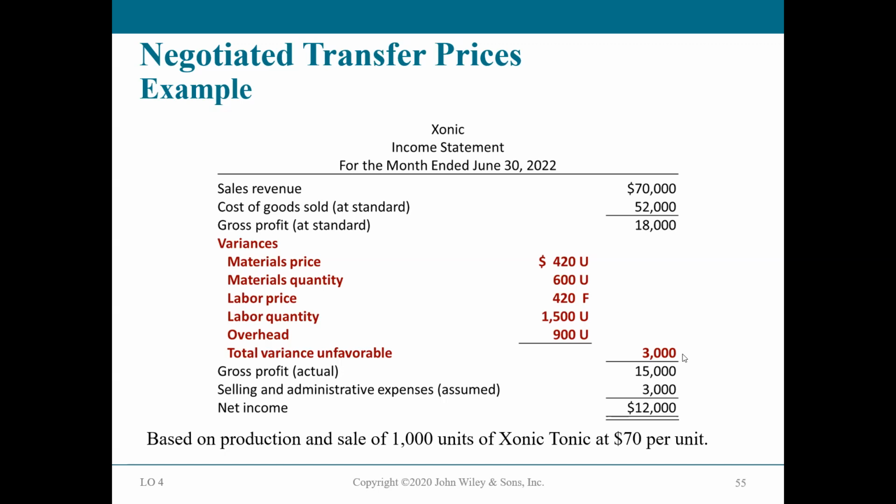So for our gross profit on the actual side is 15,000, and let's just assume 3,000 of selling admin, so net income of 12,000 bucks. So we just made some other assumptions. You can see how this is helpful to the management team.